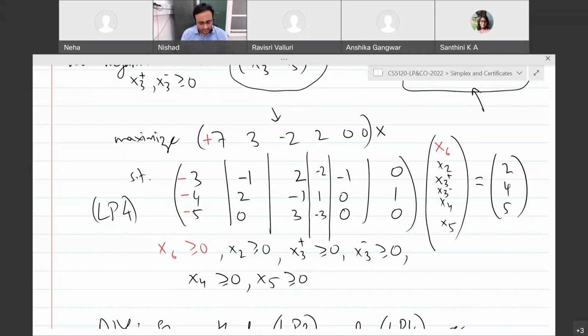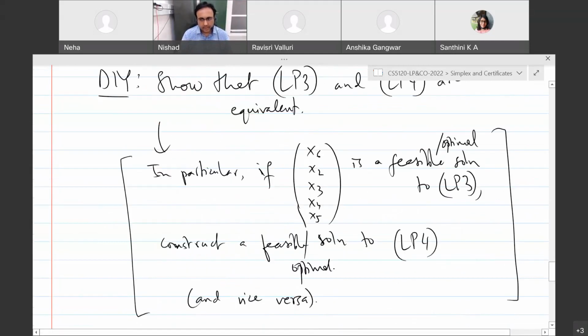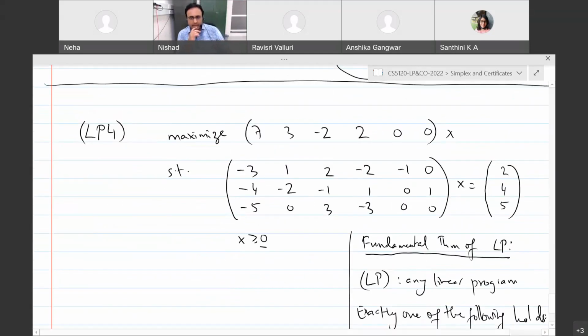Okay? And I have just rewritten this linear program here at the end. This is exactly the same linear program that we got yesterday. The variables have been renamed from x to x1 to x6. Why not? And let's say we want to solve this linear program.